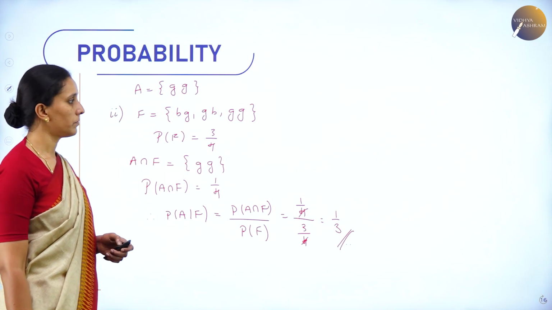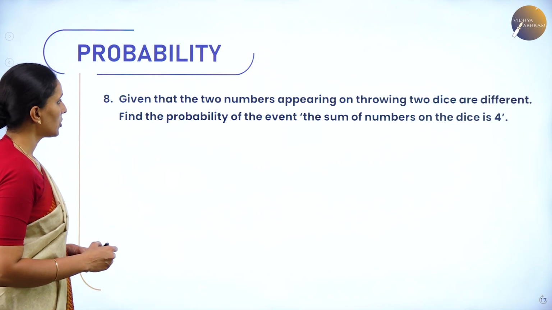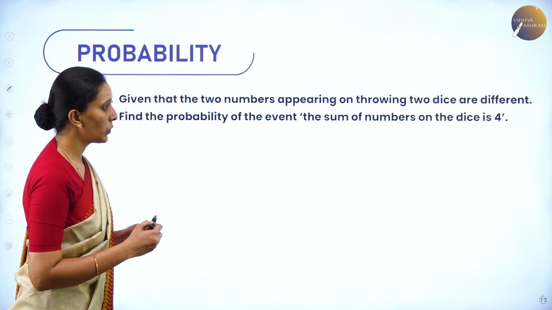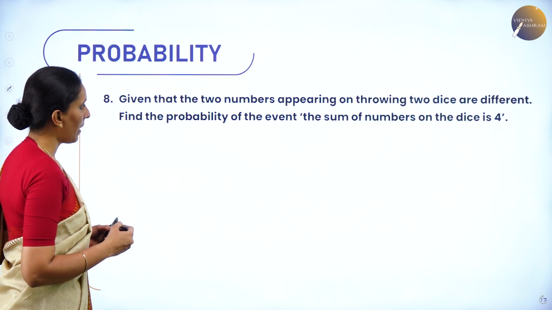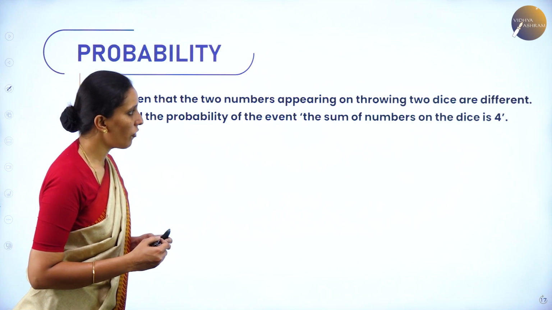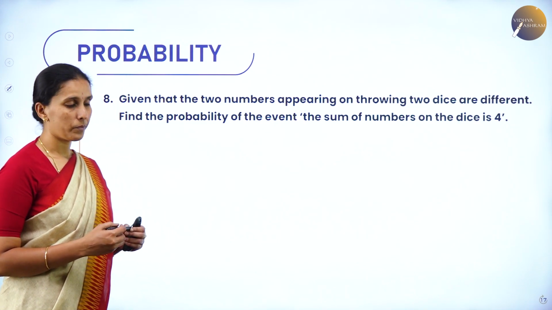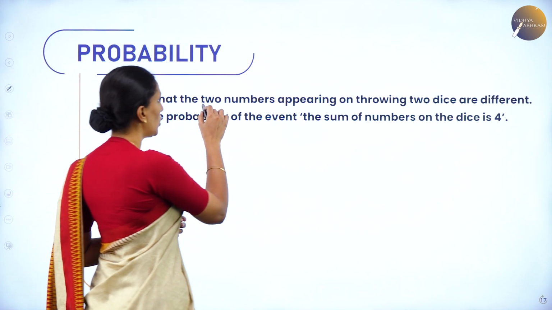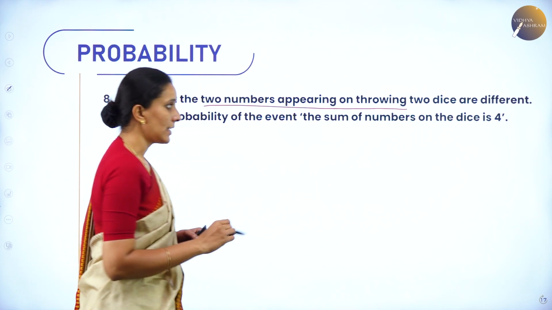Next question. Given that the two numbers appearing on throwing two dice are different, find the probability of the event that the sum of numbers on the dice is 4. So now, given two numbers appearing on the dice are different.